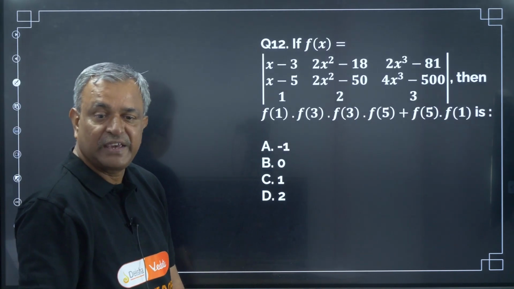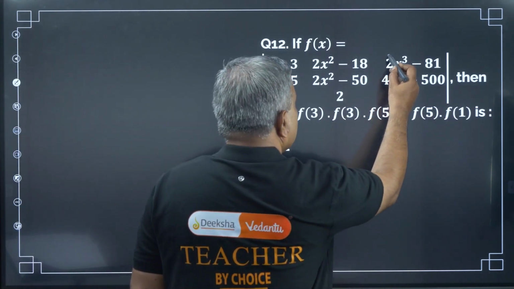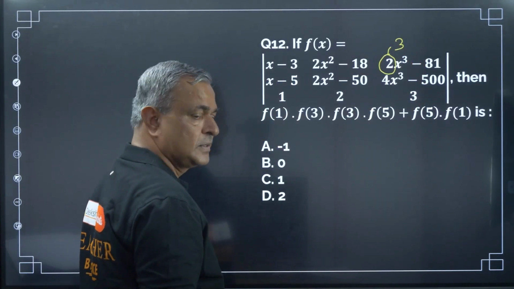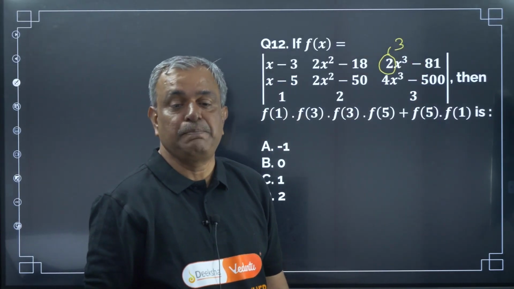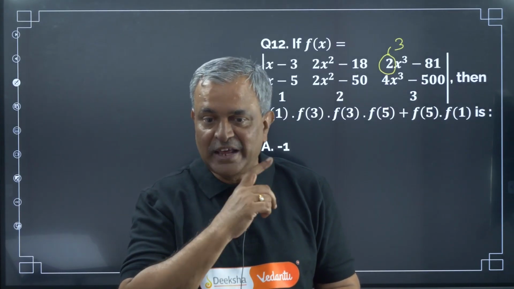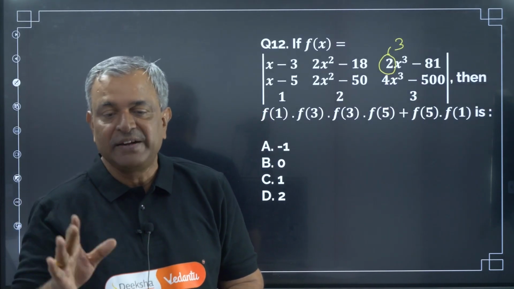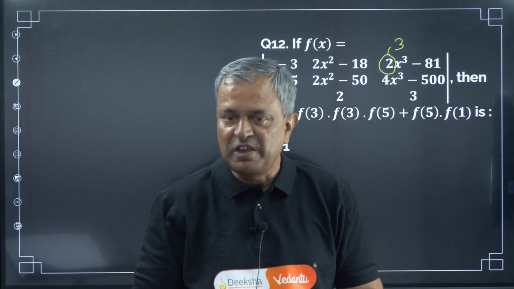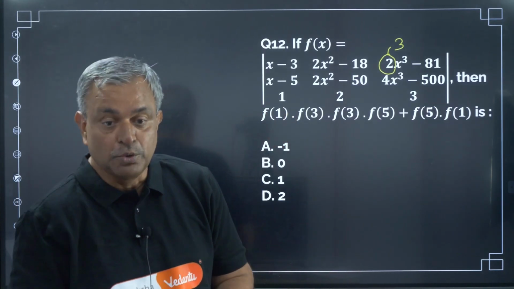Question 12, there was a mistake in this question. If you change, instead of 2, if you write 3, okay, this creates a panic in the students. So what happens? You keep on trying to evaluate the problem, try to expand the determinant and all, and get stuck. 2 to 3 minutes are wasted in that. So what you have to do?